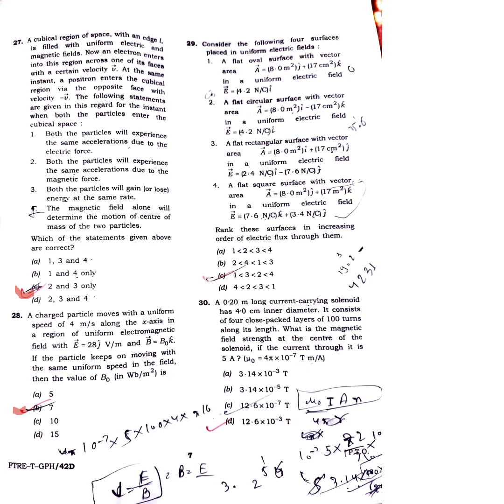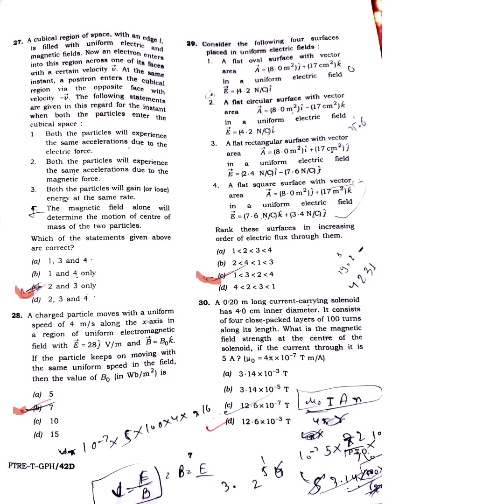29th question. Consider the following 4 surfaces placed in a uniform electric field. Rank these surfaces in increasing order of the electric flux through them. So C, highest is the 4, then 2, and then 3, and lowest is 1.